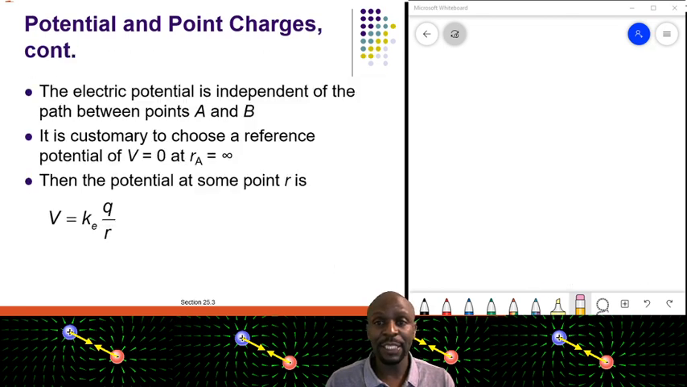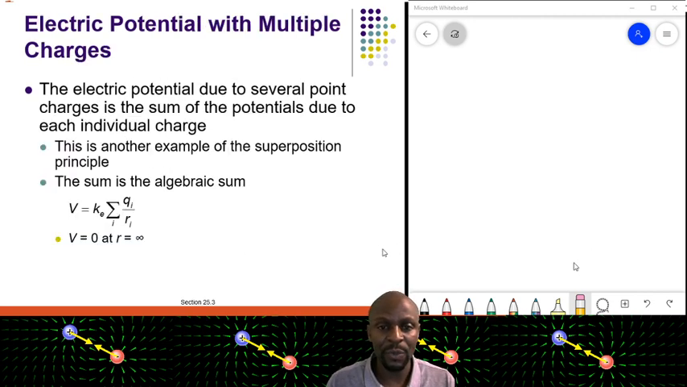Good. Now the electric potential is independent of the path between point A and B, as I've shown you. Whichever path you choose, the potential at point B will just always be the same. Now it is always good to choose a reference point of V equal to 0. For example, at rA is infinity, we have chosen the potential to be 0. As a result, the potential at a certain point is just given by this equation here. We will also see this when we are doing the examples.